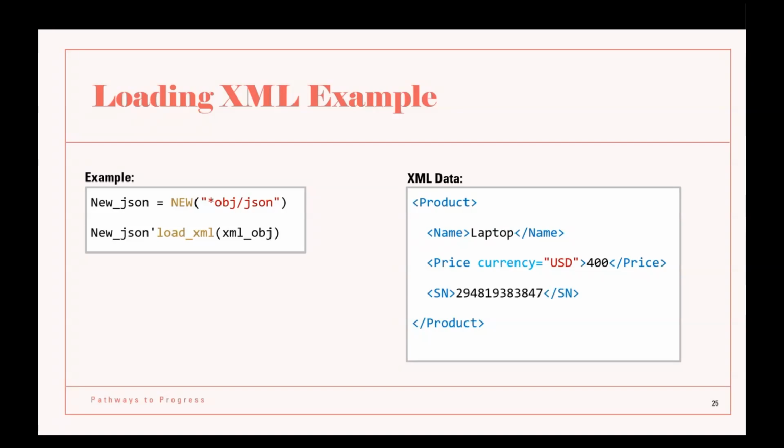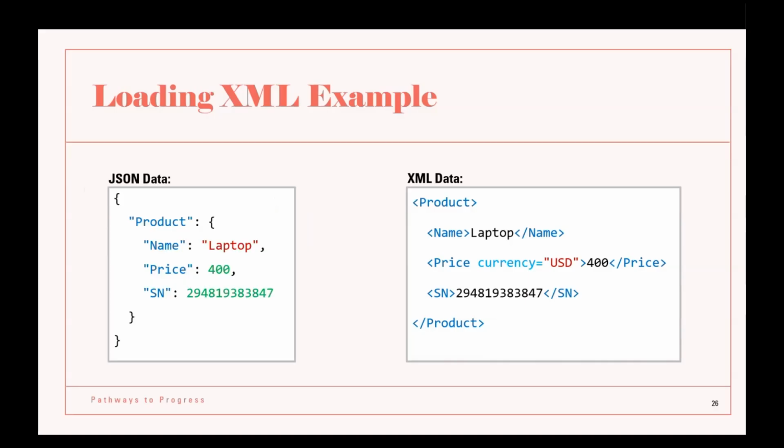So next, let's load a XML object into our JSON object. You can simply pass in the object handle for it, and it will load its data. On the right is the XML object that we will actually be loading, which is a product that has some data, a name, a price with a currency attribute, and a serial number.